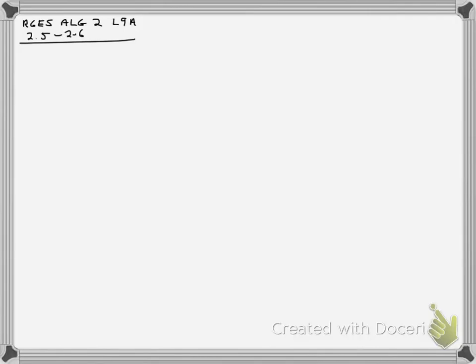Okay, this is Rges Algebra 2, Lesson 9A. It covers in your textbook sections 2.5 and 2.6. Now we're still talking about difference of squares. So remember, if I had, let's say, 4a squared minus 9.